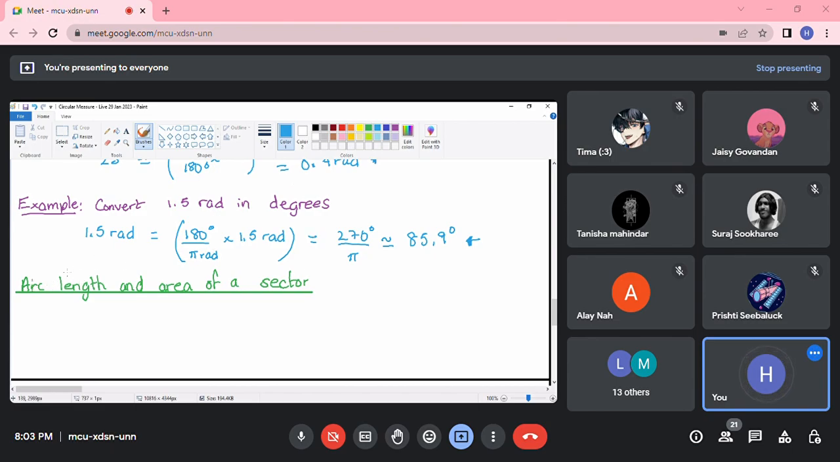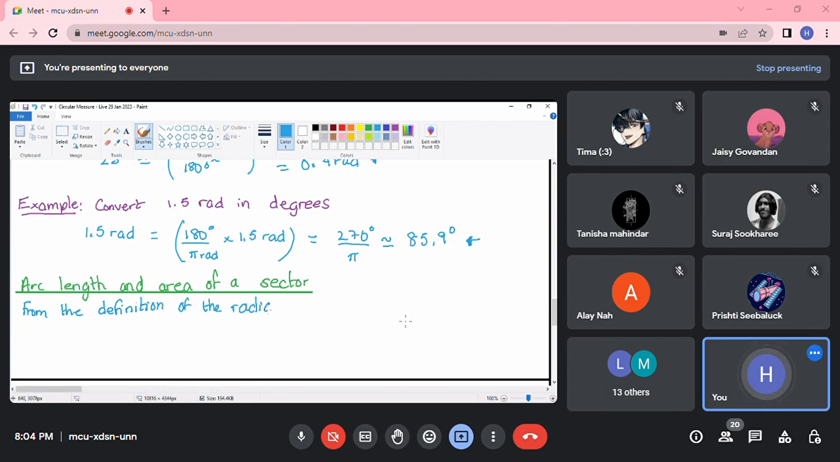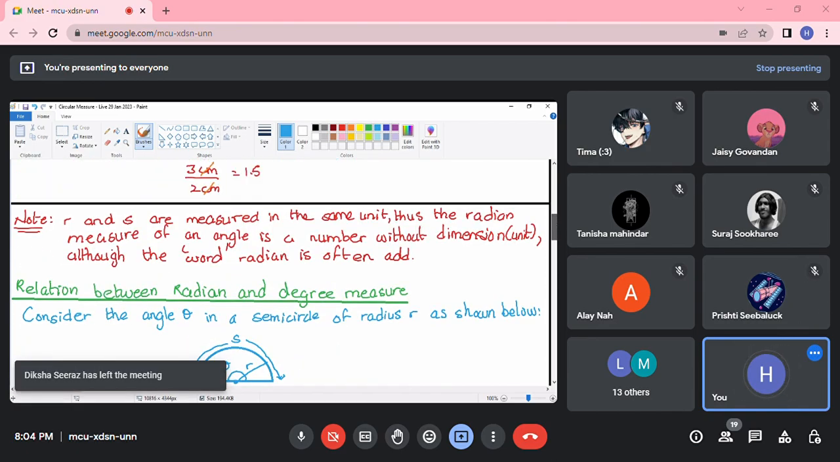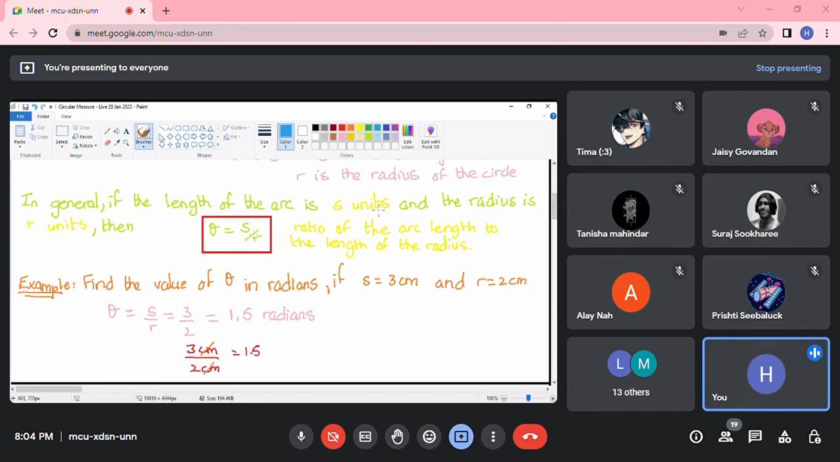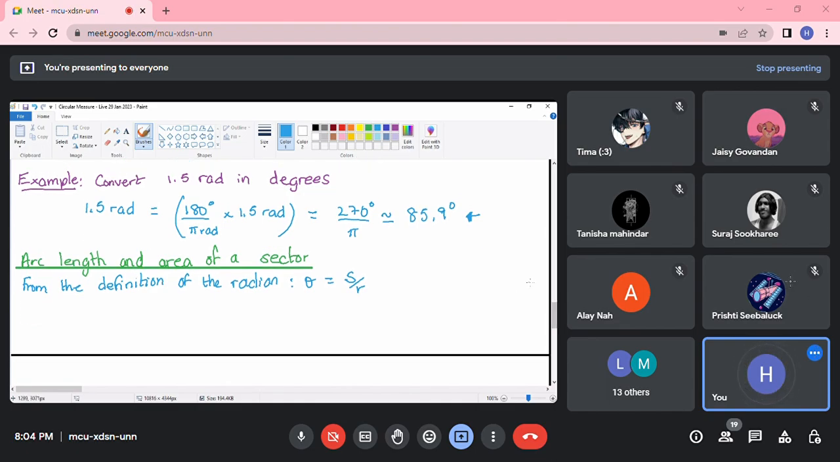So from the definition of the radian, nous trouvons que en haut, let's go back up, that theta is equal to S over R. That is, theta is equal to the arc length divided by the radius. So from the definition of the radian, we know that theta is equal to S over R. And therefore, we can find the arc length S, donc therefore, the length of an arc is given by S is equal to R theta.